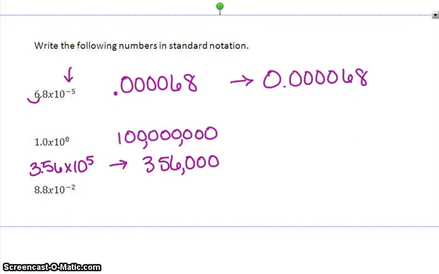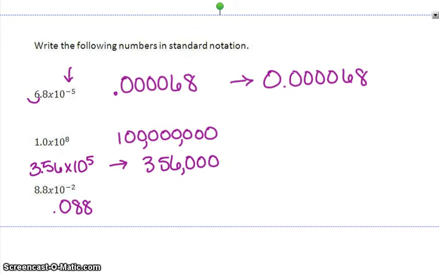All right, last one. 8.8 times 10 to the -2. So you want to move the decimal point 2 places to make it a very small number. Eight takes up the first place, add one more zero for the second place. And again, 0.088 would be the same thing.